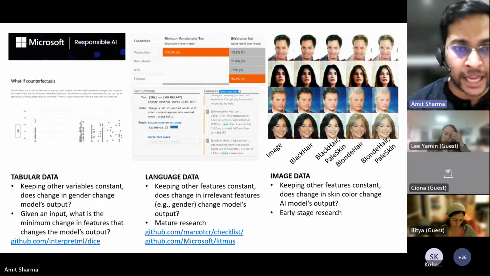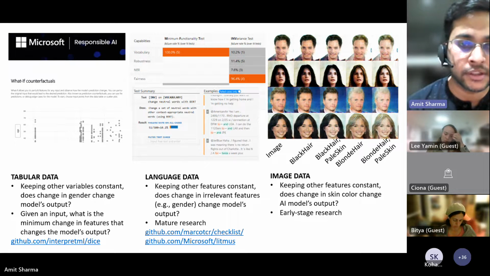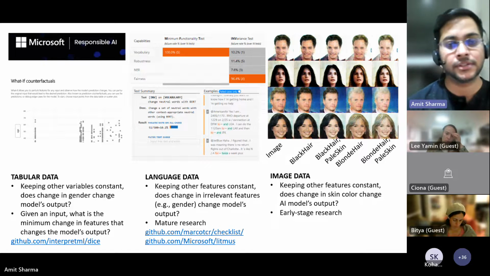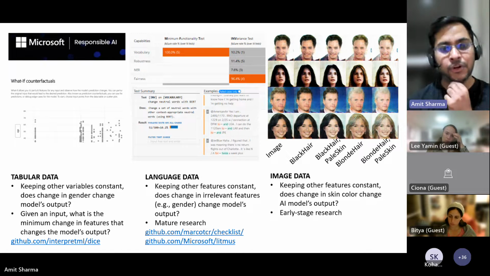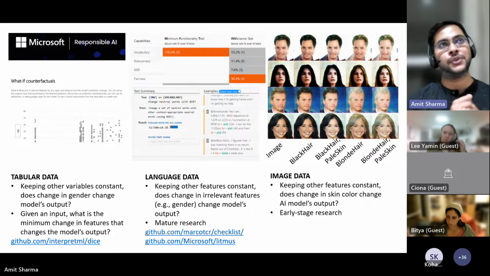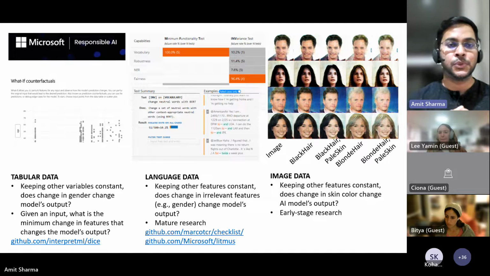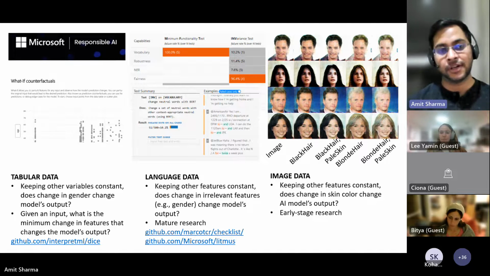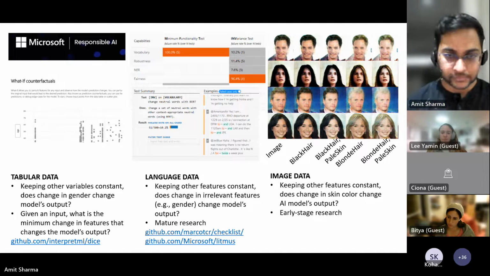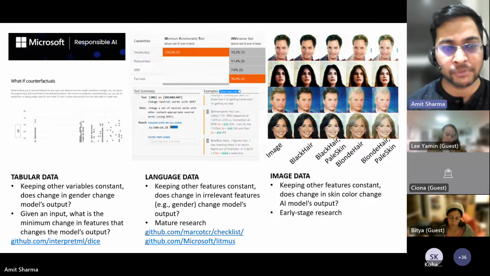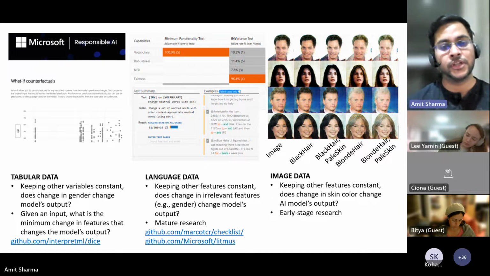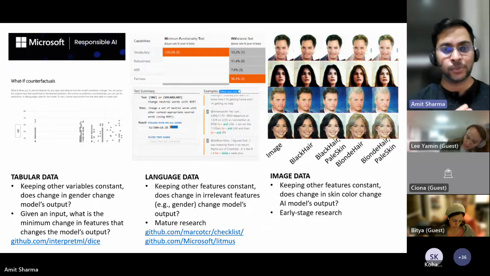So if you're interested in language, I think I have my colleague, Marco Ribeiro, who has a library called Checklist, and you can try it out. I think it helps you do these kinds of language counterfactuals. And we also have a library from my lab, which is called Litmus, which also lets you look at different counterfactuals in language.